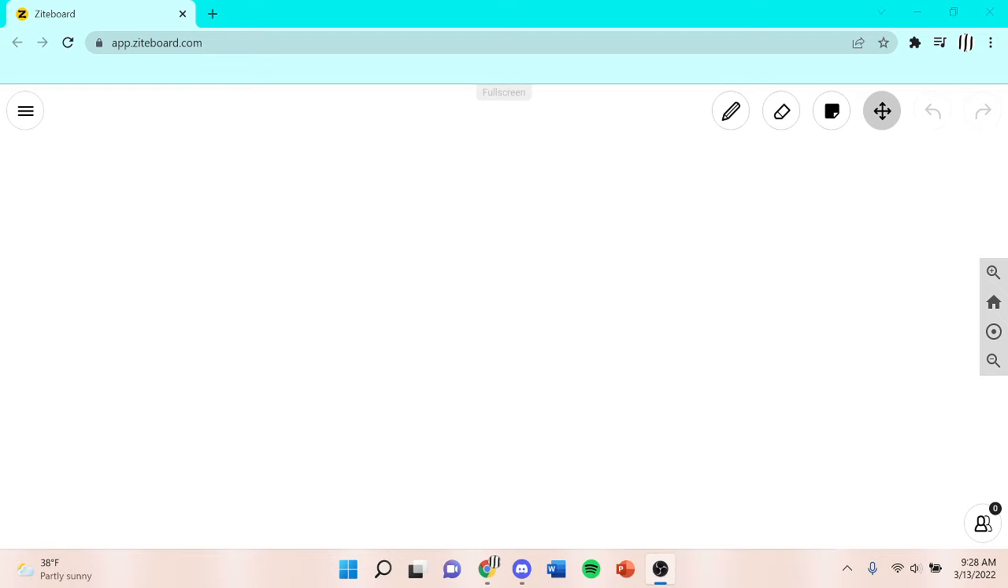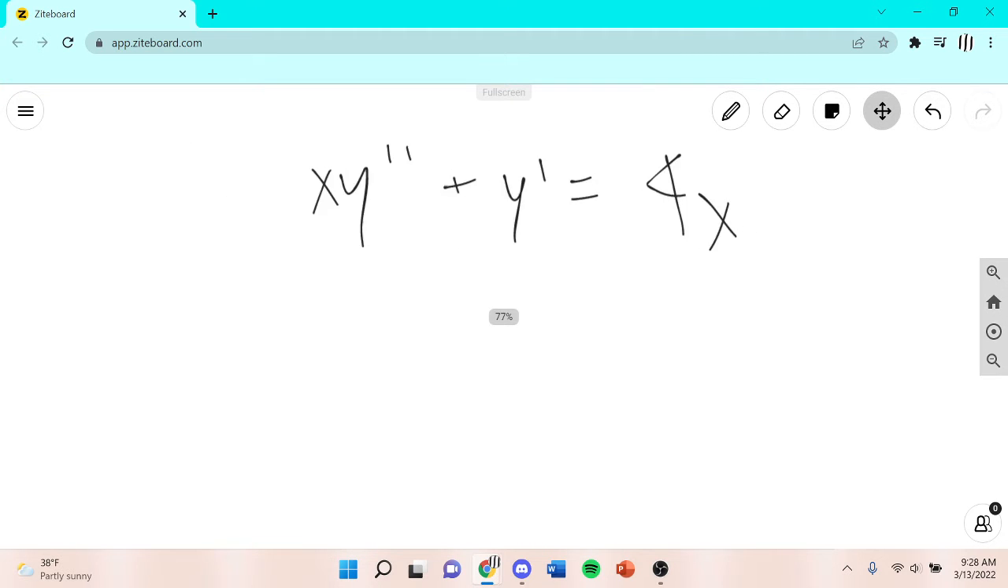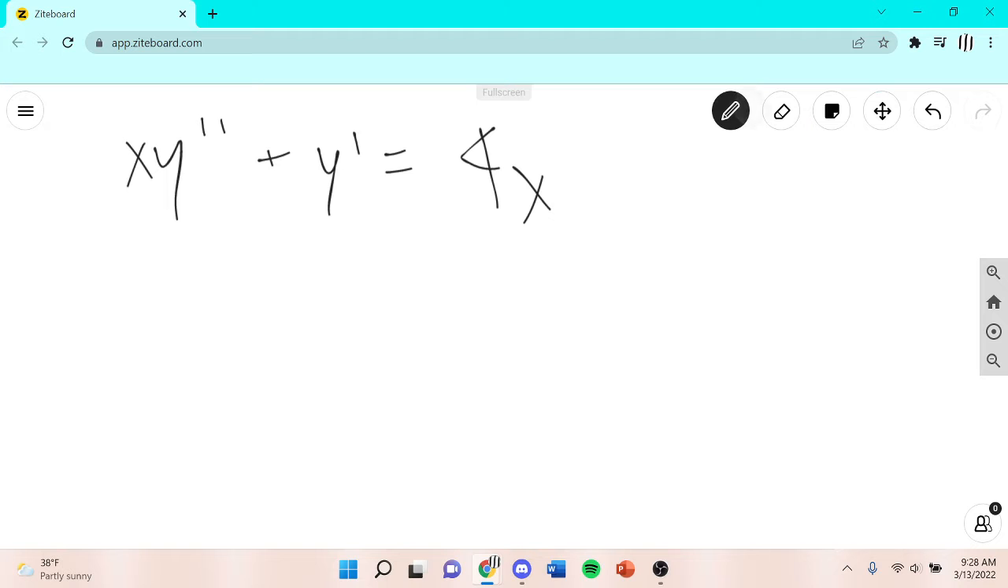Alright, so we're going to do three methods for reducible second order differential equations. Our first one will be where we have a linear x term. So we say x y double prime, so that's the second derivative, plus y prime, equal to 4x. So actually what we will have to do here is we're going to do some more substitution.